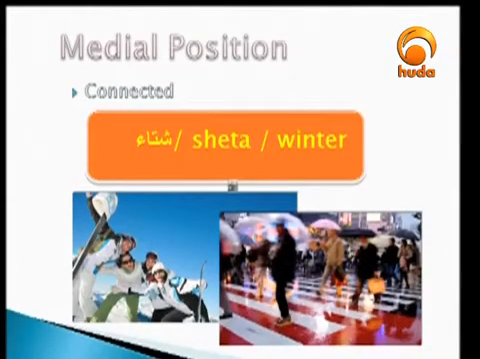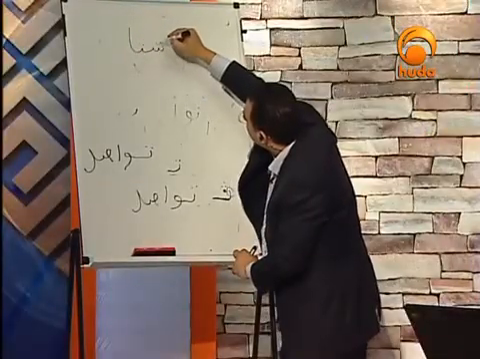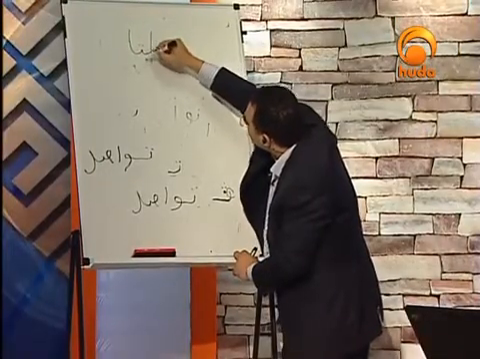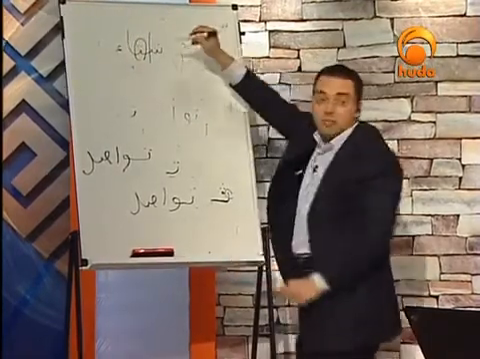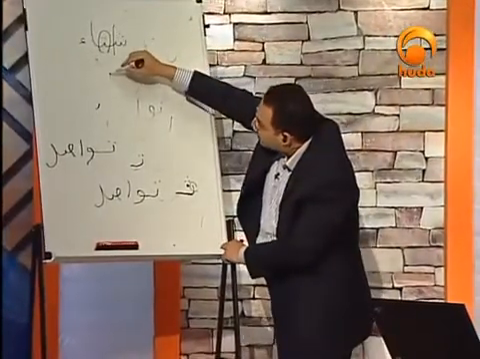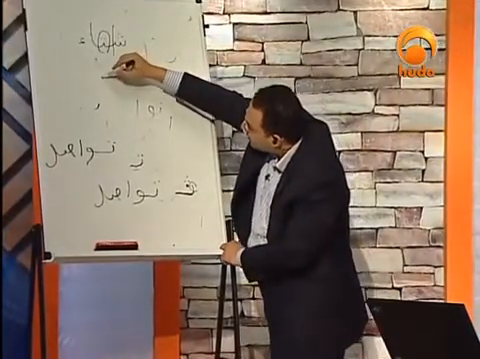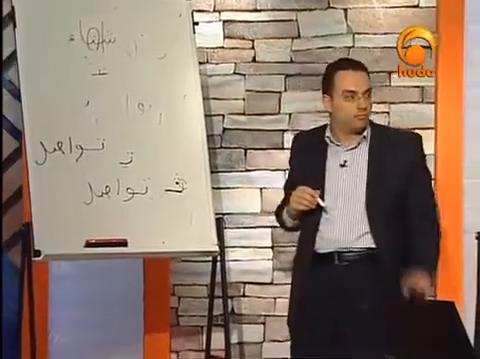Okay, here we go. So what we can do here is shita, which means winter. This is sha, this is my point, ta, and we put here a dot, I'm sorry, hamza. Okay, yeah. So here is that. When it comes in the medial position here, can you see this? We put two dots. Okay.